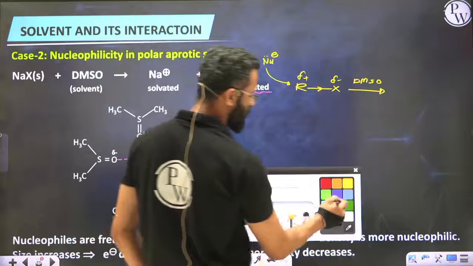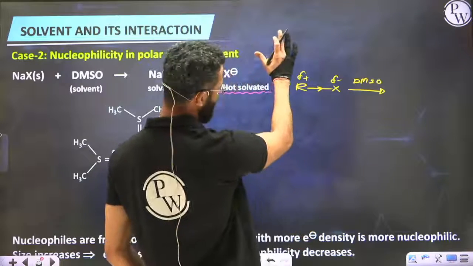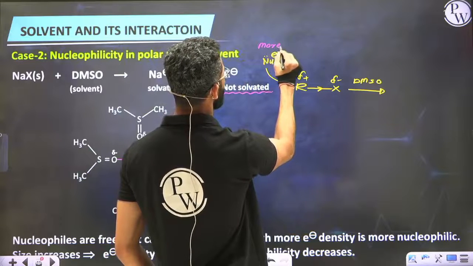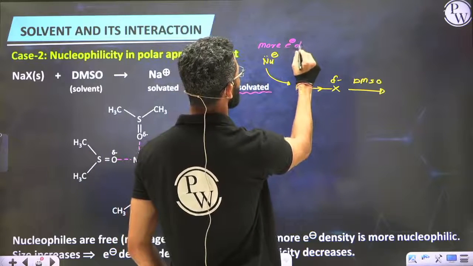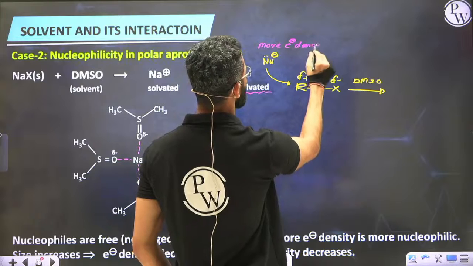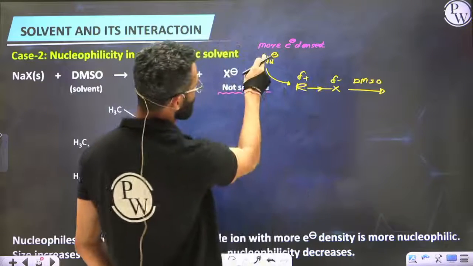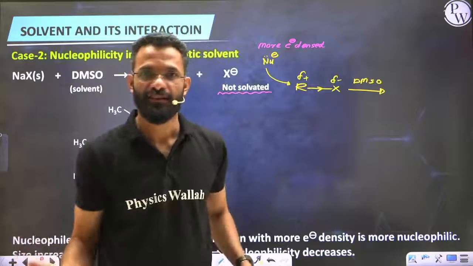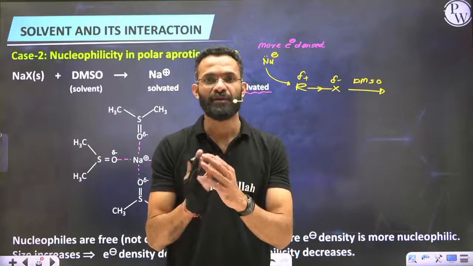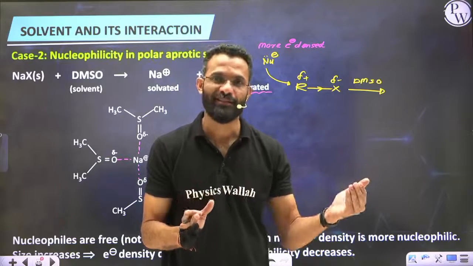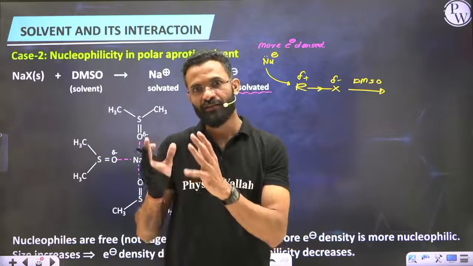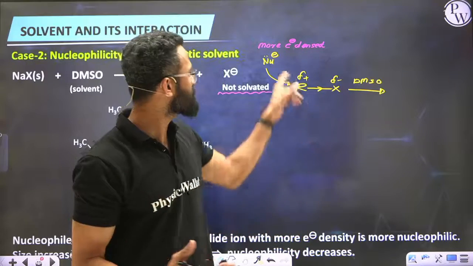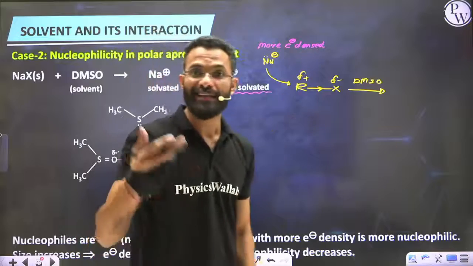If these nucleophiles are always free, then whichever nucleophile is more electron dense will be a better nucleophile to attack at the deficient carbon. Yes, logically. What is the definition? Nucleophiles are electron rich species which have a tendency to attack at the deficient center. So the more electron rich the species, the faster it can attack at the deficient center. So more electron rich species meaning what? The one which is more electron dense.